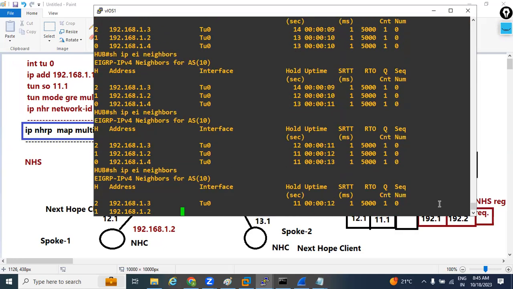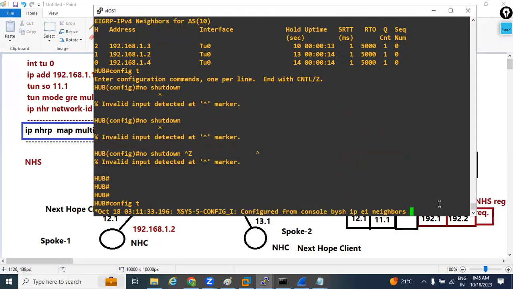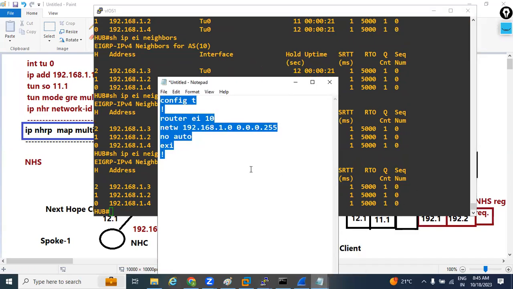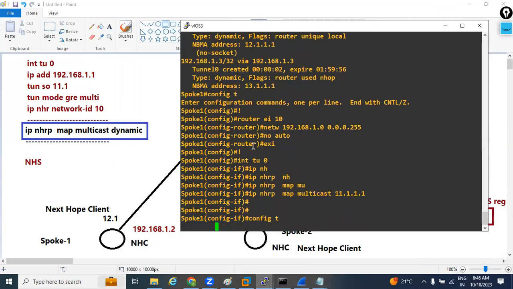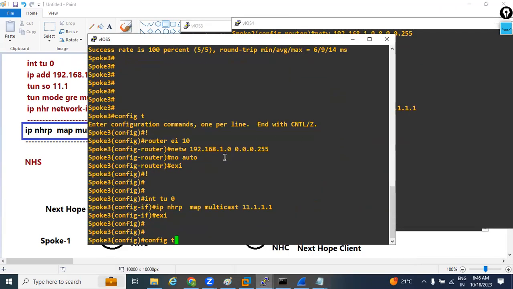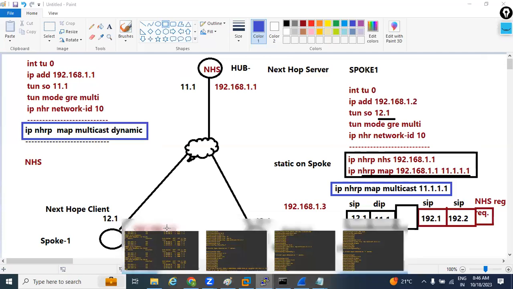This is one of the solutions. You have to make these interfaces down and then up, but right now I'm doing it only on the hub. So the same thing is needed now on the spokes also. So what I'll do, I'll just mention here: interface tunnel 0, make it shut, then no shut. This is required for all the spokes. Sometimes you even have to do it 2 times, shut and no shut.